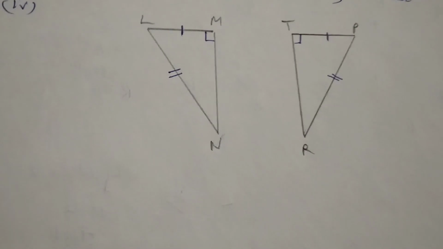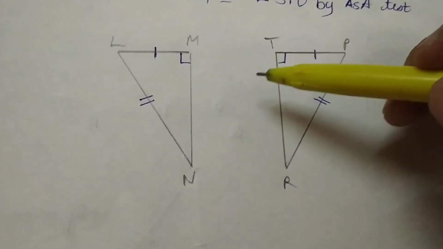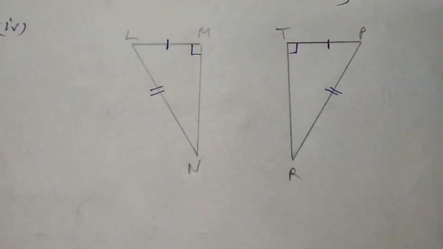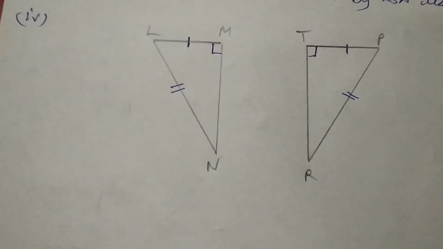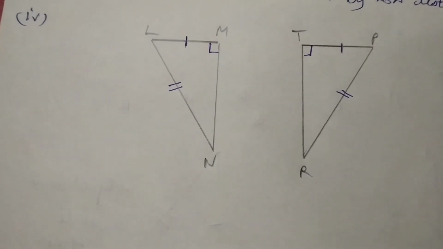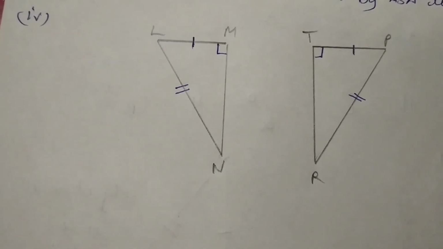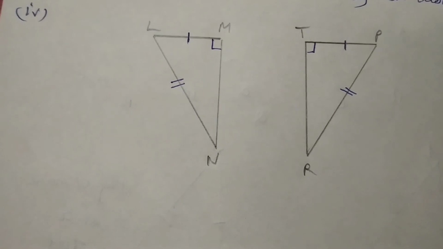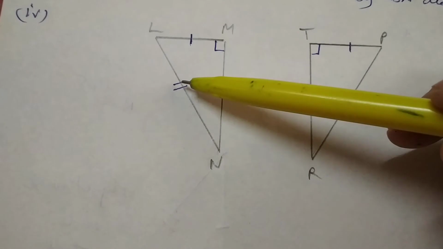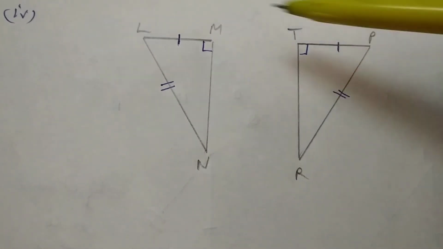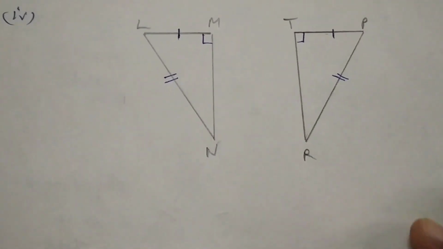In the fourth sum, there are two right angled triangles given to you. Yes, and now you have to identify by which test they are congruent. Children, whenever a right angled triangle is given, you have to blindly check for hypotenuse and one side. If you get these two sides congruent, then you can say that the two triangles are congruent by hypotenuse side test. So let me check the hypotenuse here. See the hypotenuse and the side. So the two triangles here are congruent by hypotenuse side test.